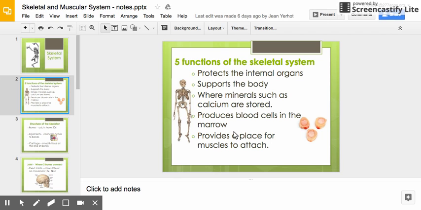Another overlooked function of the skeletal system is that it produces blood cells in the marrow. Some bones have red marrow and some bones have yellow marrow. And that tells us a bit about the cells that are produced in that marrow, whether it's red blood cells or white blood cells. And then that provides a really vital function for the body.